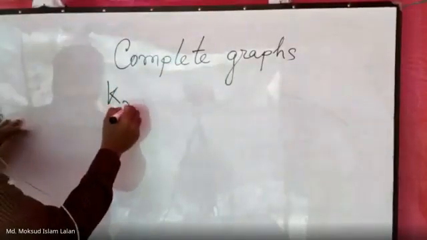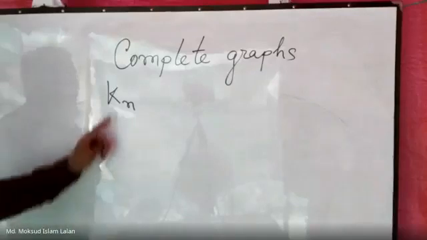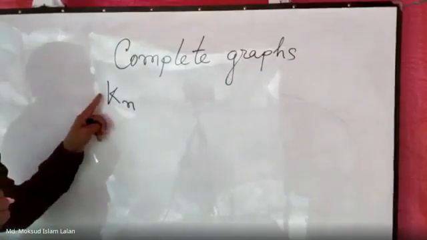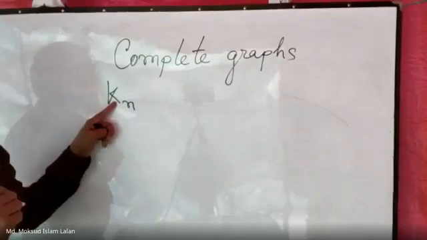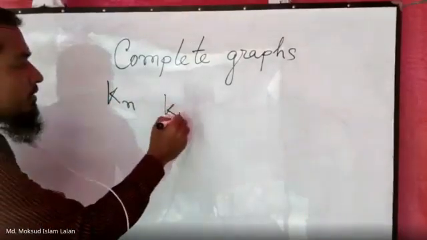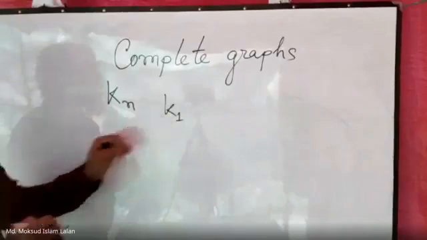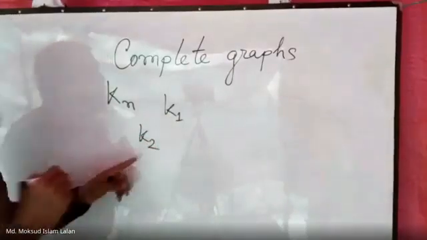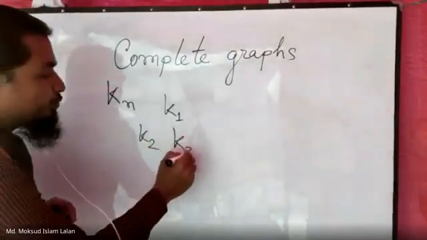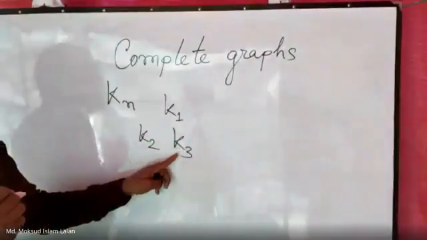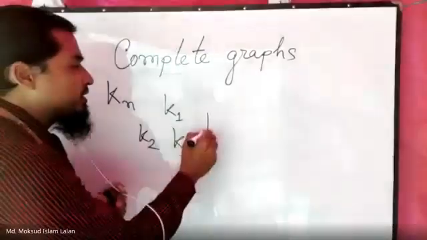So we are going to define the complete graph. A complete graph is denoted by Kn for n vertices. K is the complete graph, n is the number of vertices. If you write K1, that means one vertex. If you write K2, it means a complete graph for two vertices. If you write K3, this is a complete graph for three vertices. Is it clear, dear student?